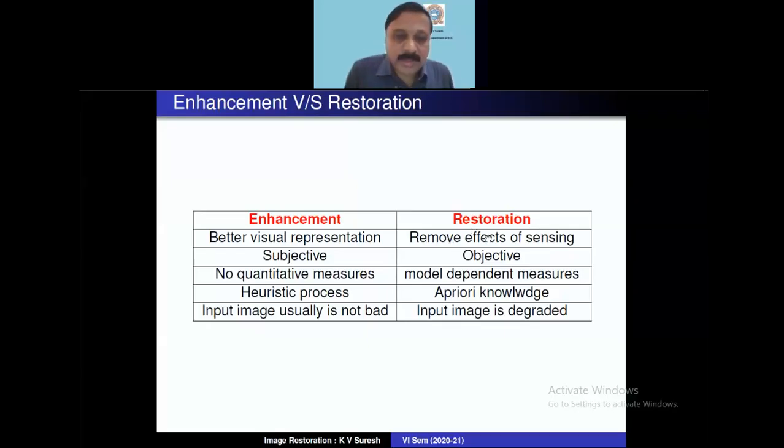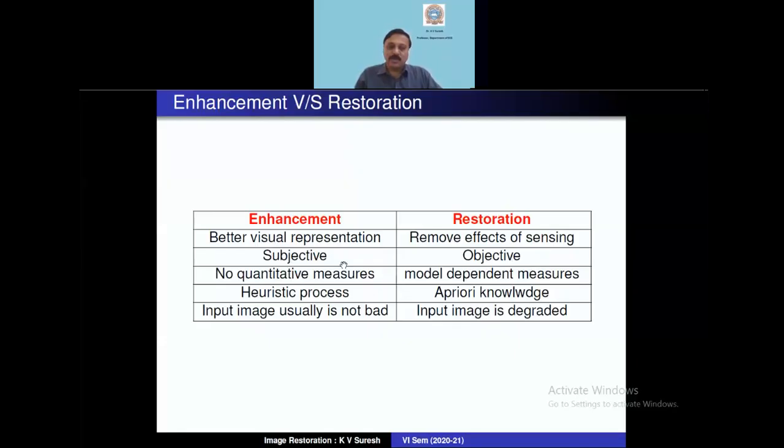Okay. Now in image enhancement, when I did the histogram equalization, I only asked you which image is better, and many of you said that the second image is better after histogram equalization. So I asked you a question, I just said which is better, and you said something is better. So it is subjective.